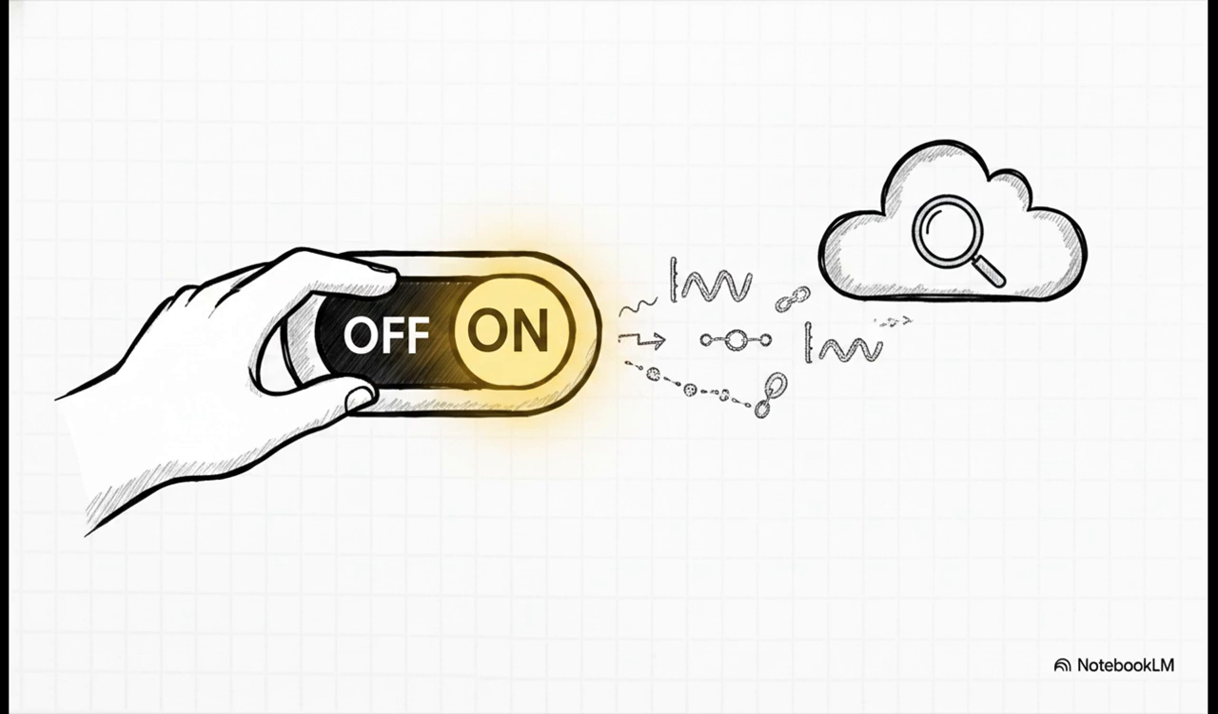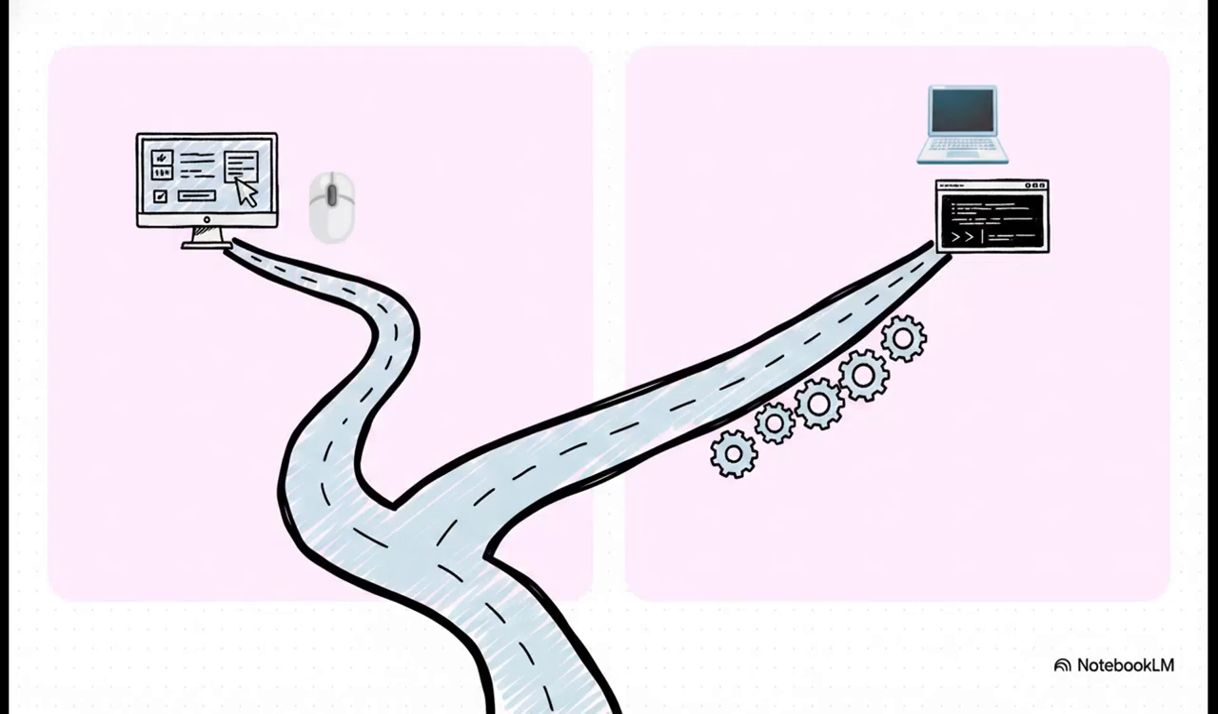This is basically you flipping the big on switch. It tells CloudWatch, hey, get ready because I'm about to send you a whole bunch of trace data and I need you to be able to process and search through it. And you've got a couple of ways to do this. Path number one, the easy peasy visual route. Just a few clicks in the AWS Management Console and you're done.